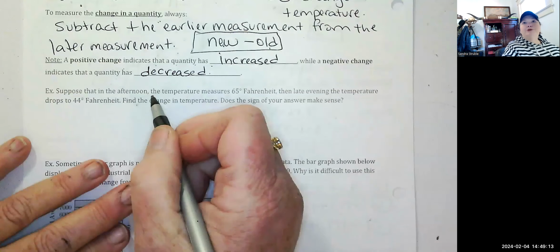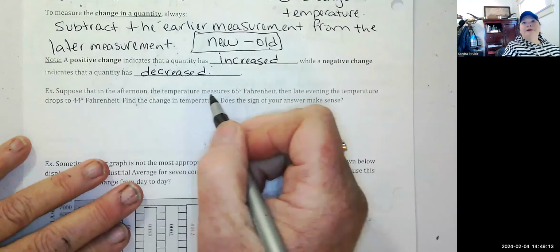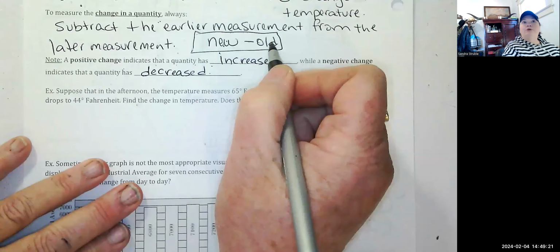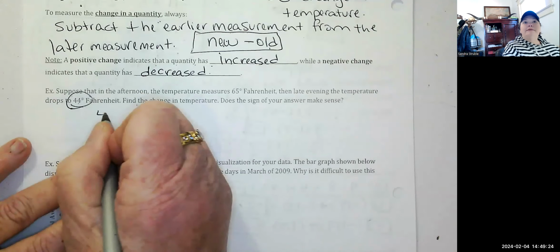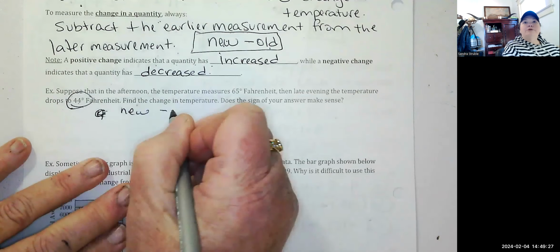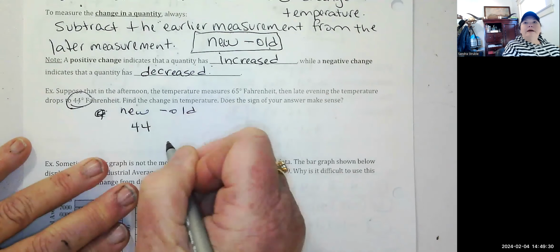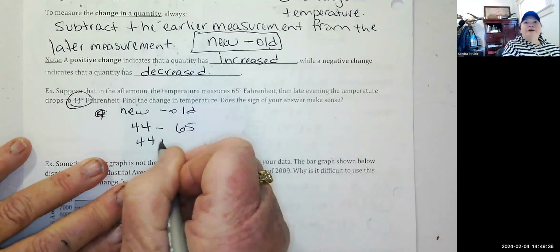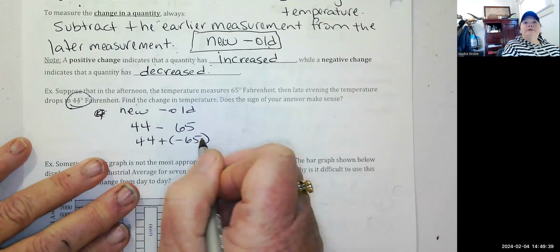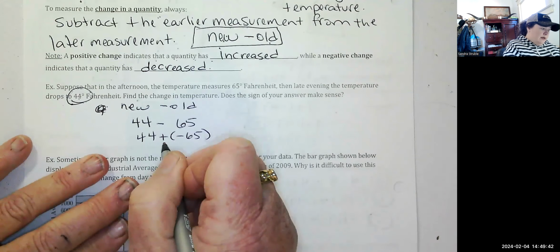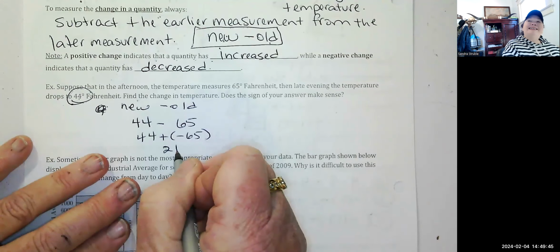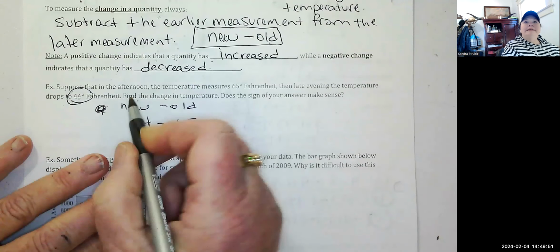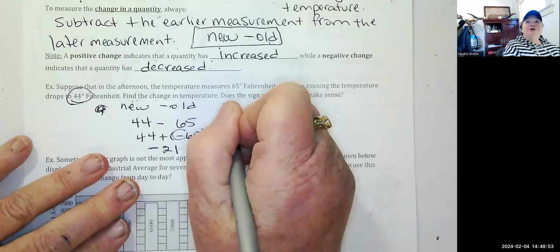Suppose that in the afternoon, the temperature measures 65 degrees Fahrenheit. Then later in the evening, the temperature drops to 44 degrees Fahrenheit. Okay, but we're doing new minus old. So the new temperature is 44 degrees. I'm going to write this: new minus old. The new temperature is 44 degrees, and the old temperature is 65 degrees. So I can write this as 44 plus -65, which is, the signs are different, so we have to subtract. And so that's going to be 21. And then we take the sign of the larger number, which is 65. And so it's a -21. It says find the change in temperature.